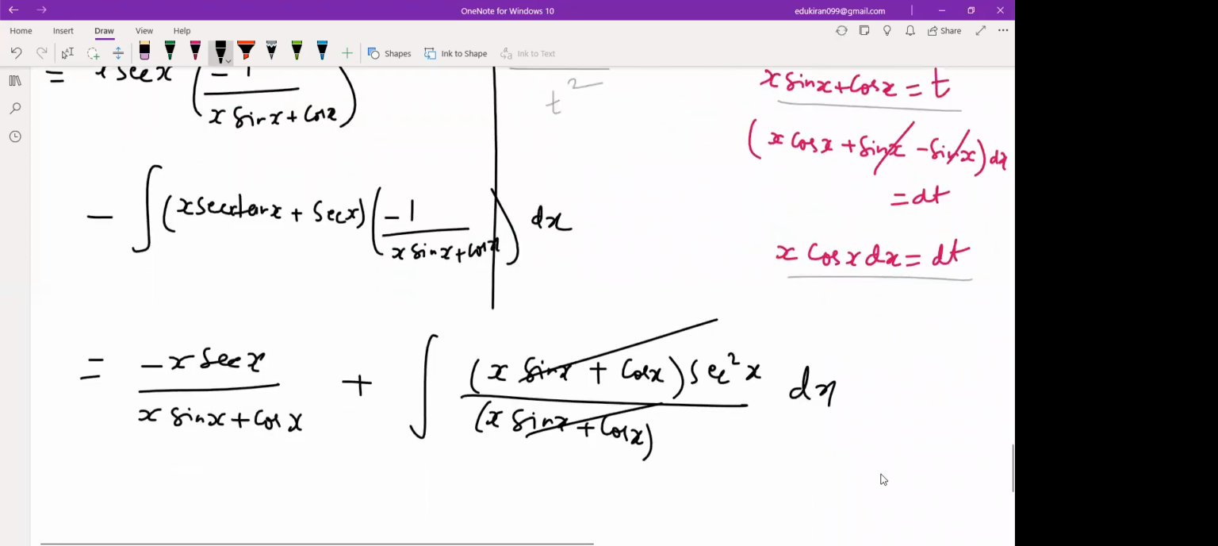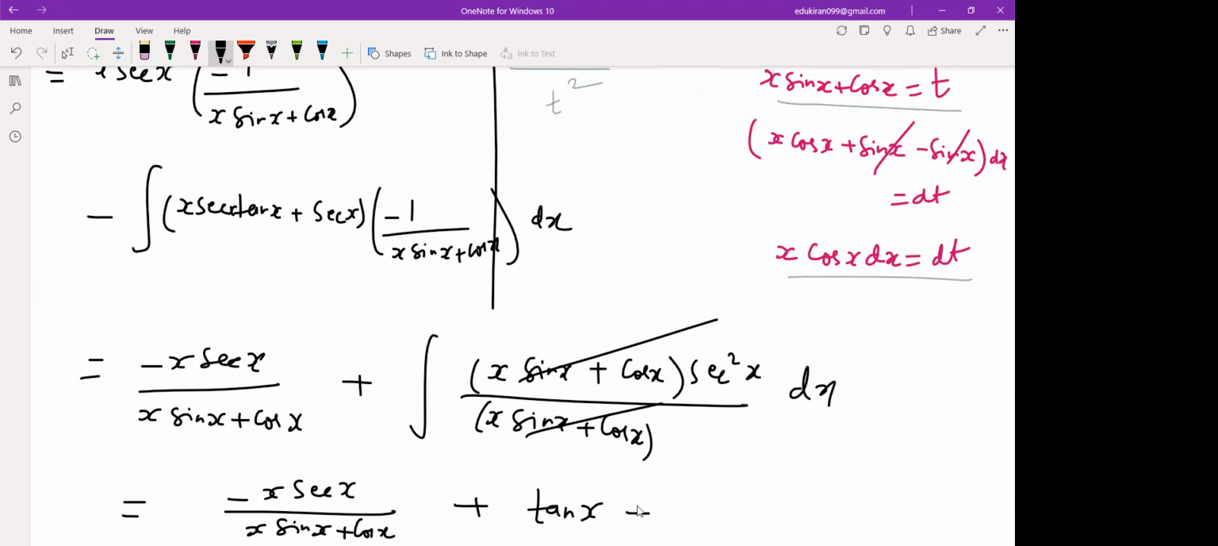So in the final step, what you get is minus x sec x by x sin x plus cos x plus integration of sec square x, which is tan x plus c. Just write this down, then we'll see one more question.